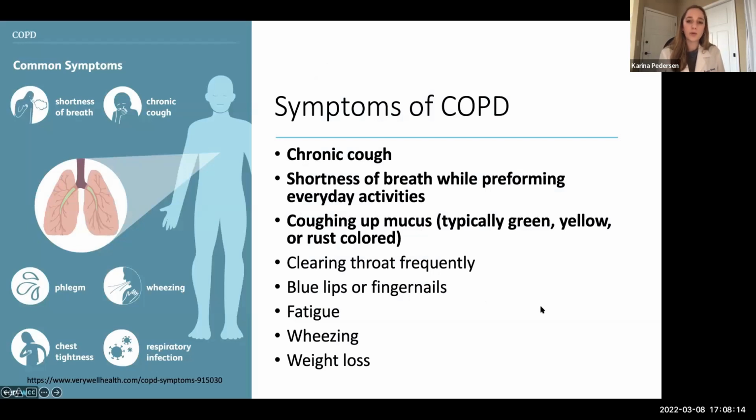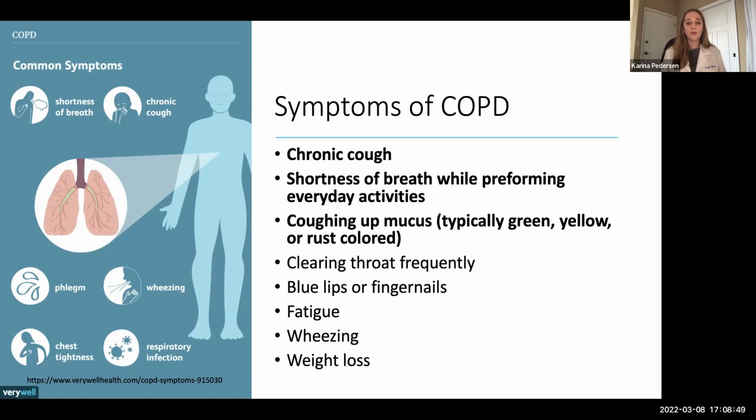So, some symptoms of COPD. The first three bolded symptoms are the most common symptoms of COPD. That is a chronic cough, so a cough that lasts a long time and you can't seem to get rid of. Oftentimes it's shortness of breath while performing everyday activities as well. And coughing up mucus. Sometimes this mucus can be colored. It can be green, it can be yellow, it can be kind of rust colored. And all of those symptoms could be early signs of COPD.